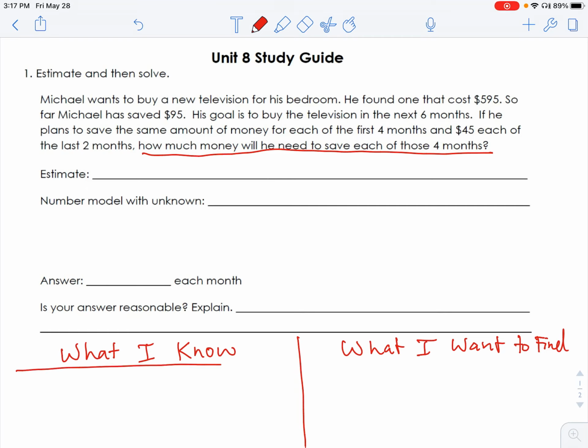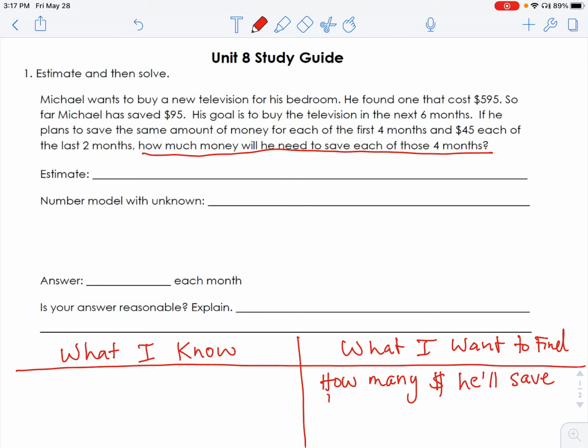So right away, we just looked at what the question was asking. It was asking how much money he'll need to save for each of those 4 months. So ultimately, I want to know how many dollars he'll save for each of the 4 months. Okay, so write that in the what you want to find column.